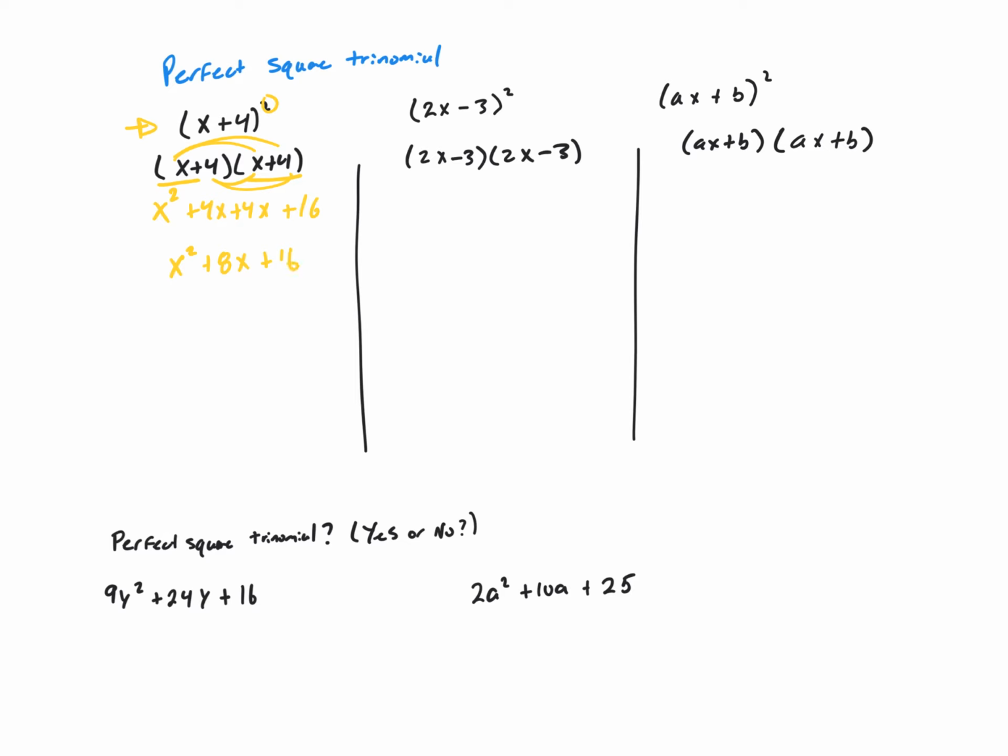Let's try another one. Same idea. I have 2x minus 3 squared. That means it's going to be 2x minus 3, 2x minus 3. There's 2 of them. So 2x times 2x gives me 4x squared. 2x times a negative 3 gives me minus 6x. Negative 3 times 2x gives me negative 6x. Negative 3 times negative 3 gives me positive 9. Combining those like terms, I end up with 4x squared minus 12x plus 9.